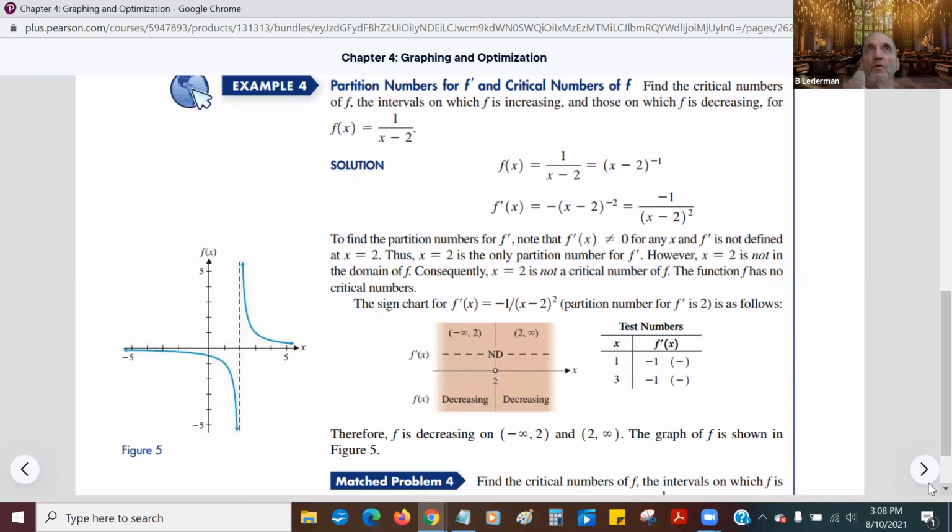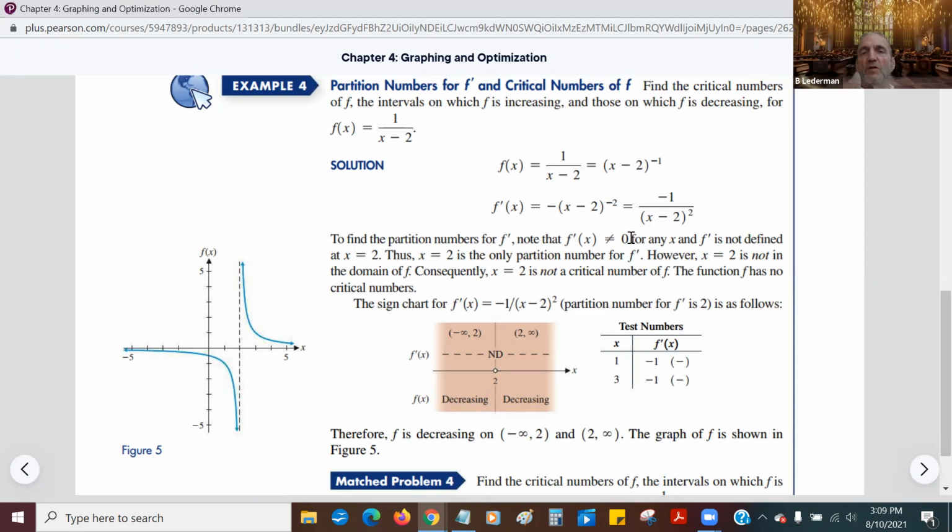Partition numbers for f prime and critical numbers of f. So find the critical numbers of f, the intervals on which f is increasing and those on which f is decreasing for f of x equals 1 over x minus 2. F of x equals 1 over x minus 2 equals (x minus 2) to the negative 1 power. F prime of x is equal to negative (x minus 2) to the negative 2 power. And again, that's just chain rule. And I get negative 1 over (x minus 2) squared. That's just another way of writing it.